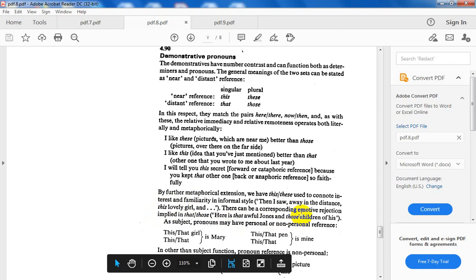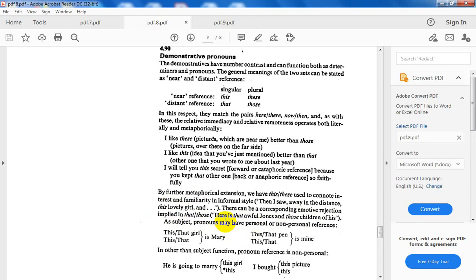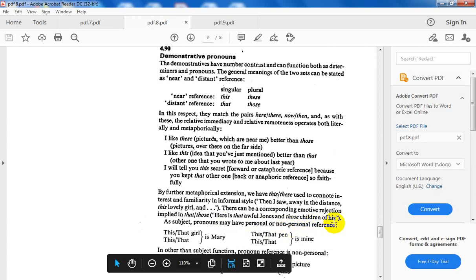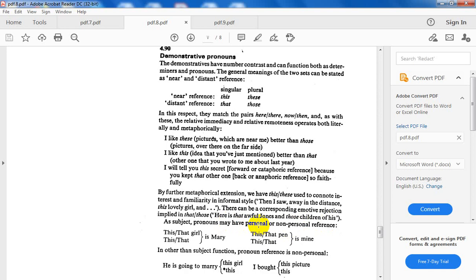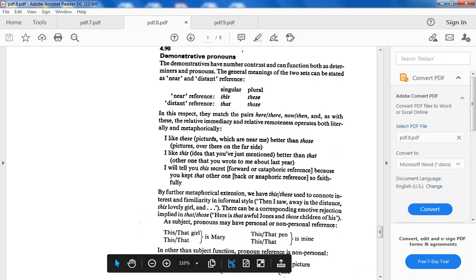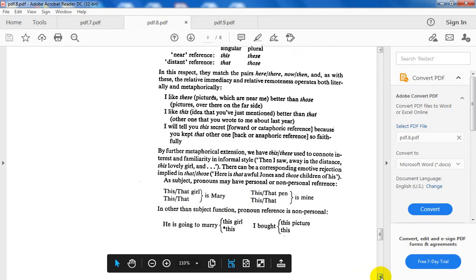There can be a corresponding emotive rejection implied in that and those. Here it should be near, in near distance. Is that awful John and those children of his. Here they will hate John, so they distance him. Okay, it is near but treated as distance, which is some sort of emotion, related to metaphorical use and something not real. But please pay more attention to this rule.